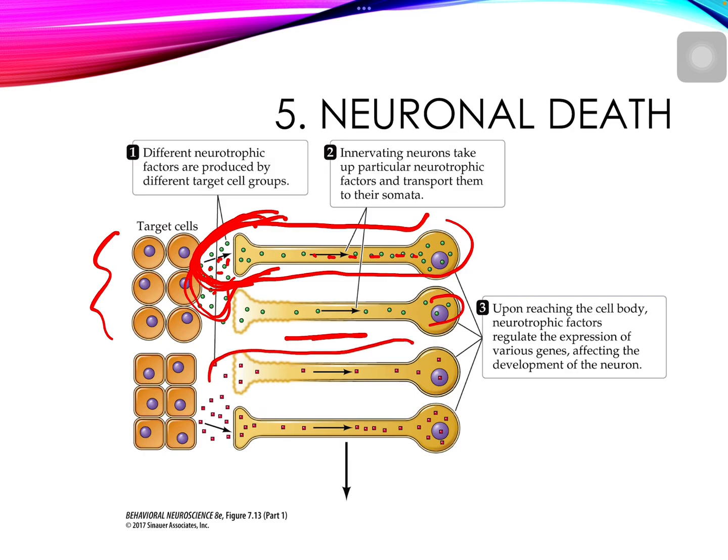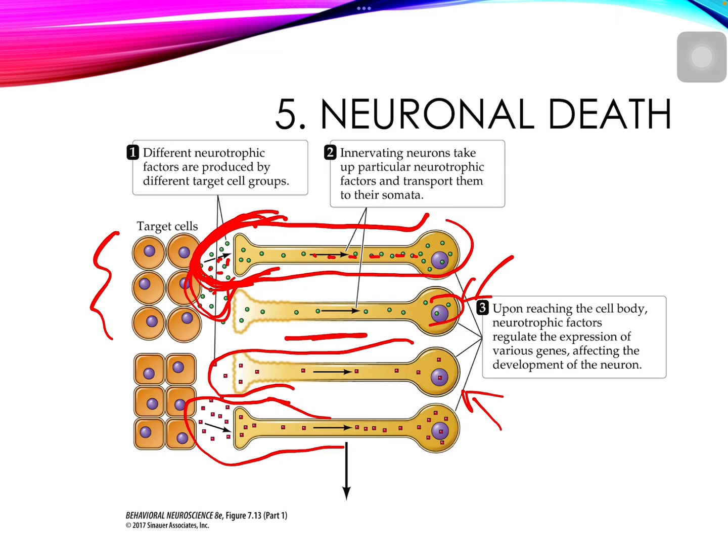We have one that's not getting enough in, and this one is getting more in, and essentially these cells here are going to then start that catalyst process of apoptosis, because they are not going to be able to survive without nutrients.